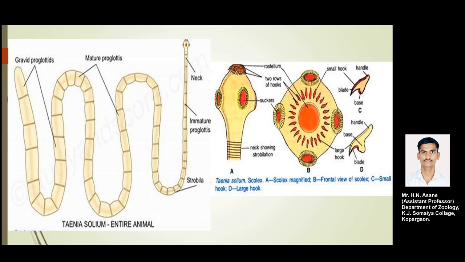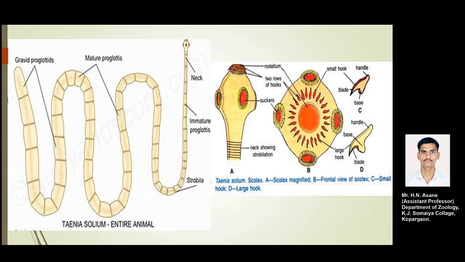The immature proglottids are multiplying over there. The next part is the strobila. As you can see, it is the flattened, ribbon-like body after the neck region. The strobila is distinctly segmented and consists of a linear series of segments known as proglottids. An adult tapeworm may contain 800 to 1000 proglottids in a single tapeworm.